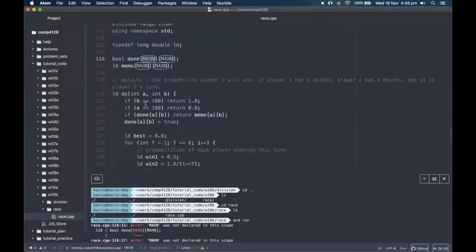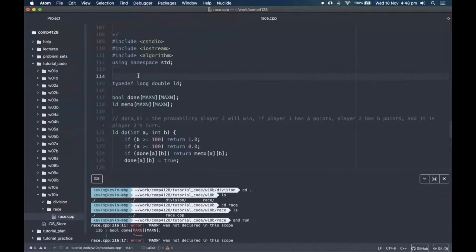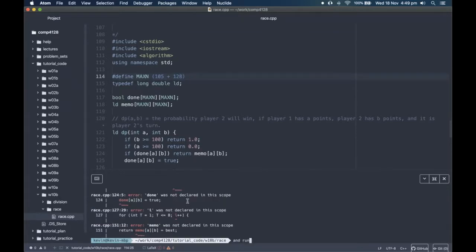Right, so if we're going to define what max n should be, firstly it has to be at least 100, right? Because it's going to be from 0 to 100. But remember, when t equals 8, we could potentially win another 128 points on top of that. So you can imagine a scenario where player 2 is on 99 points, and he rolls for 128 points and gets it. So you have to make sure that there's enough room in the array for that to happen as well. So we'll do max n equals this thing here.